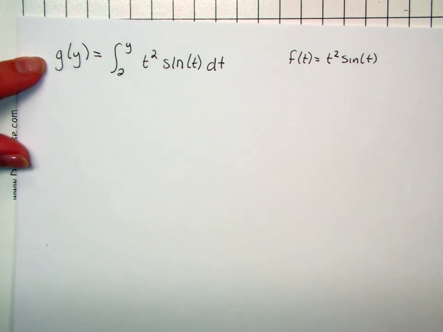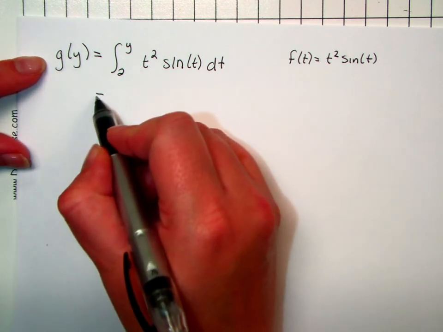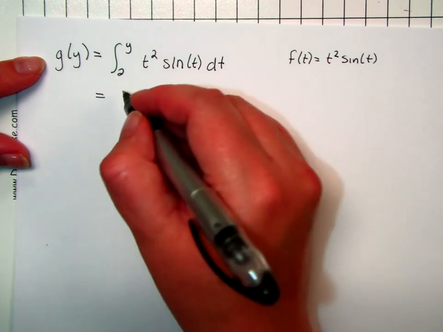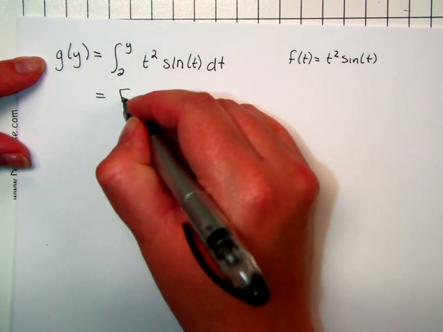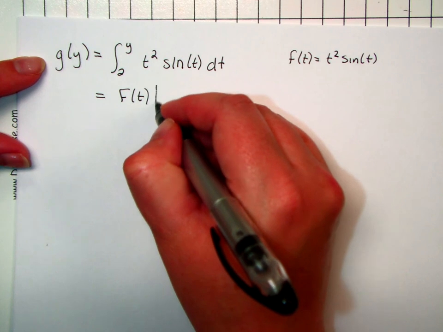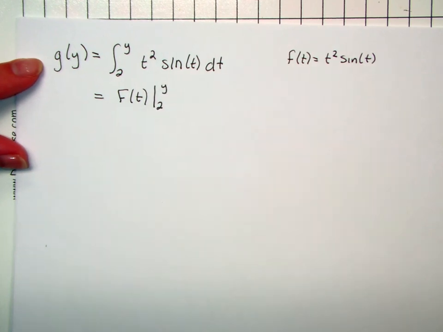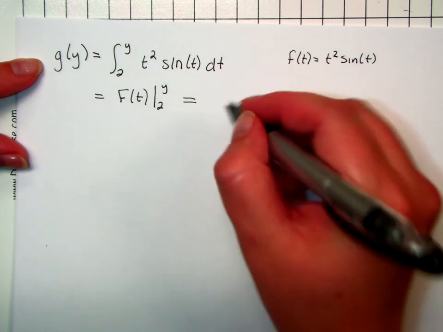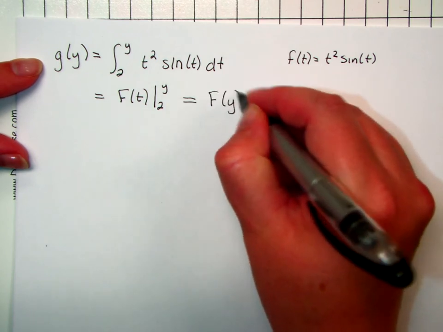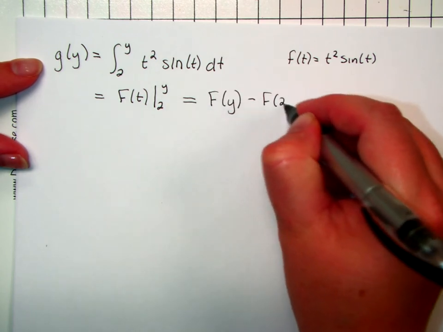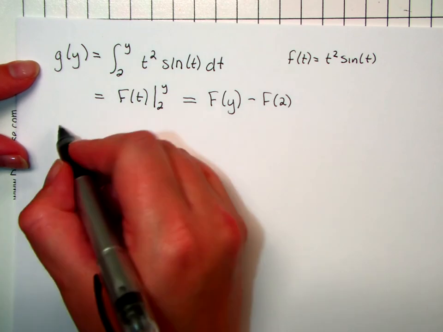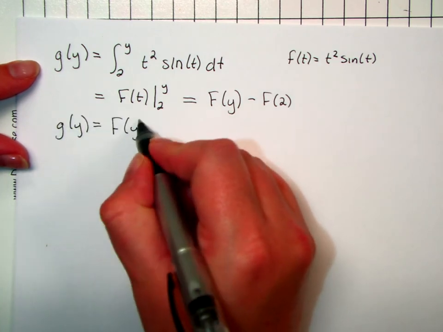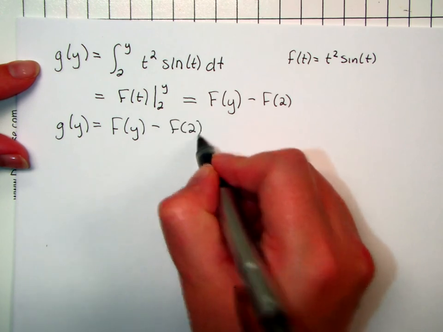of both sides here, right? Actually, let me do this. Without finding what the actual antiderivative is, we're just going to call it capital F of t. And we're going to evaluate it from 2 to y. So the antiderivative evaluated from 2 to y looks like capital F of y minus capital F of 2. So now I have little g of y equals the antiderivative at y minus the antiderivative at 2.